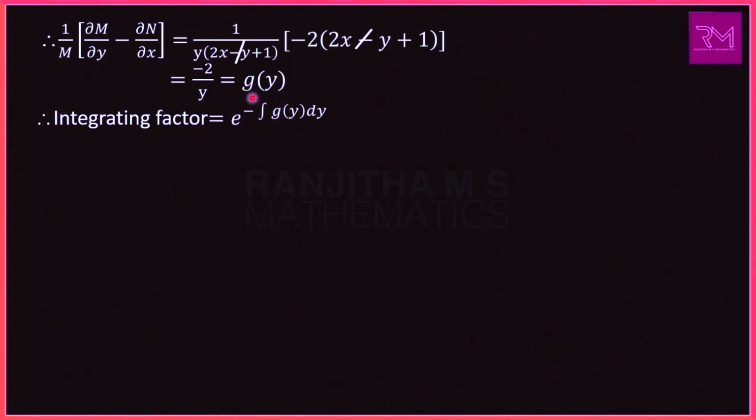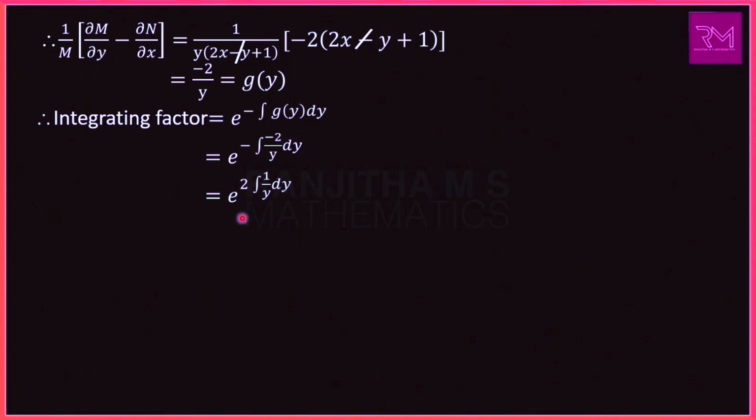Substitute the g(y) value as -2/y and simplify, we get e^(-∫(-2/y) dy). Here minus into minus is plus, take 2 outside the integral, as it is a constant term.